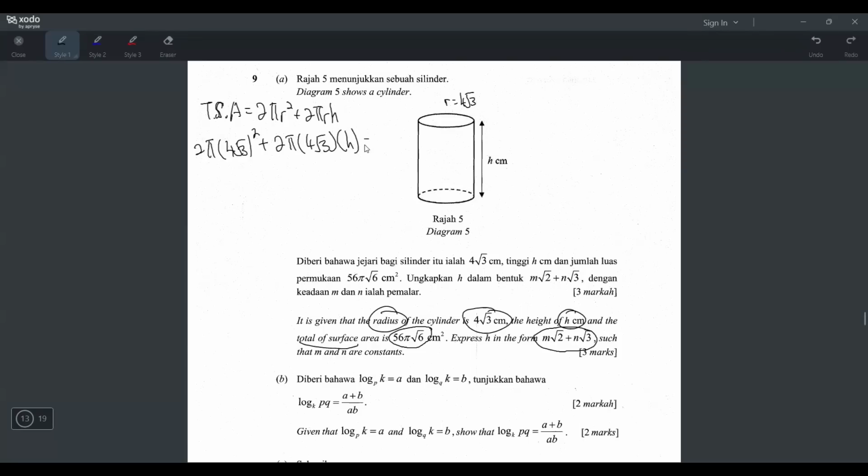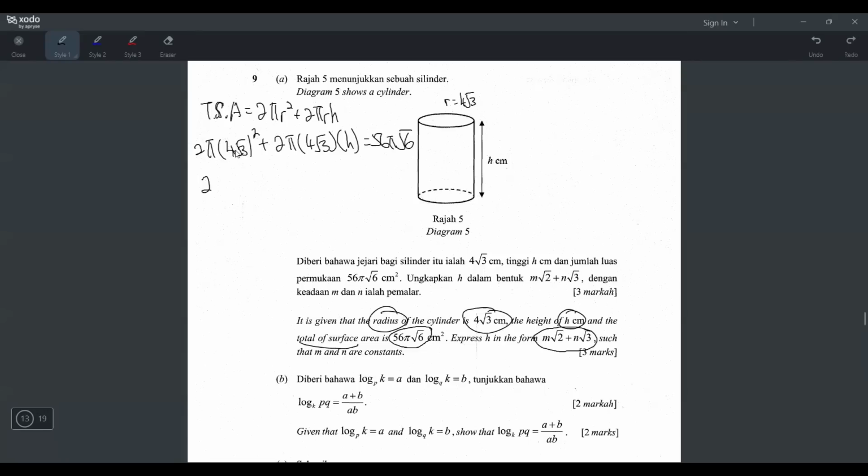And the whole thing equals 56 pi square root 6, because they said the total surface area is 56 pi square root 6, and all the units are in cm, and the surface area is also in cm square, so we don't have any issue with the units, so we can just do it. Straight away I saw something already. These terms, they all have pi, right? So why not divide everything by pi? So when you divide by pi, you are left with 2.